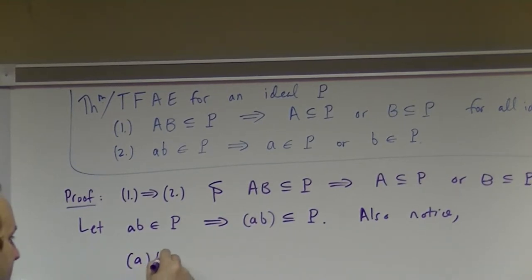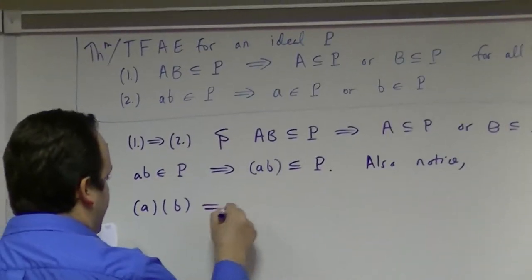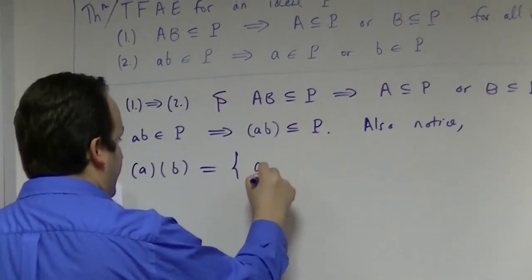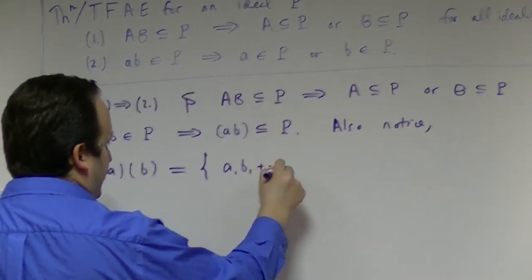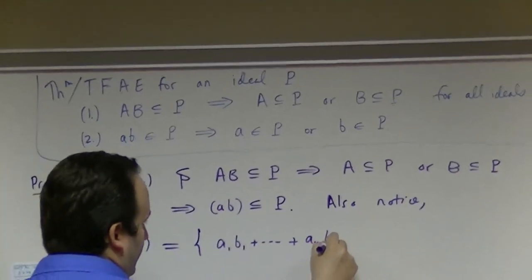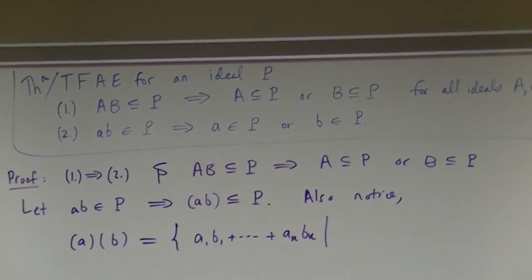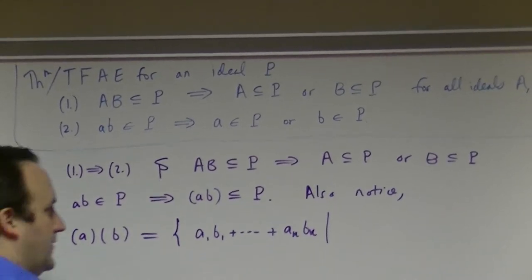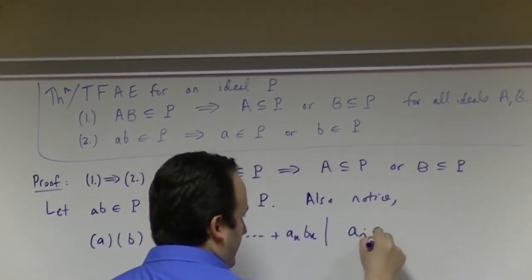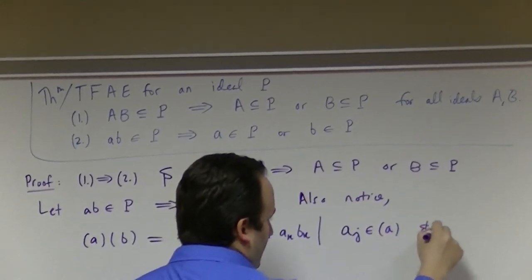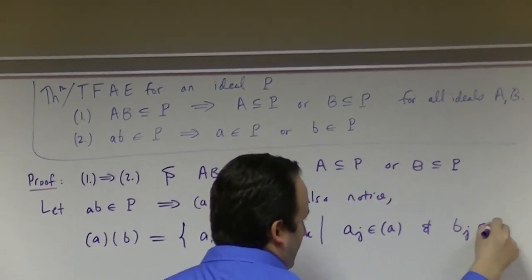So if you take the multiples of A times the multiples of B from that product ideal, what does that look like? This is by definition what? It's A1, B1, plus and so on, plus AK, BK, such that what? Well, AJ is an element of this, and let's say B sub J is an element of that.